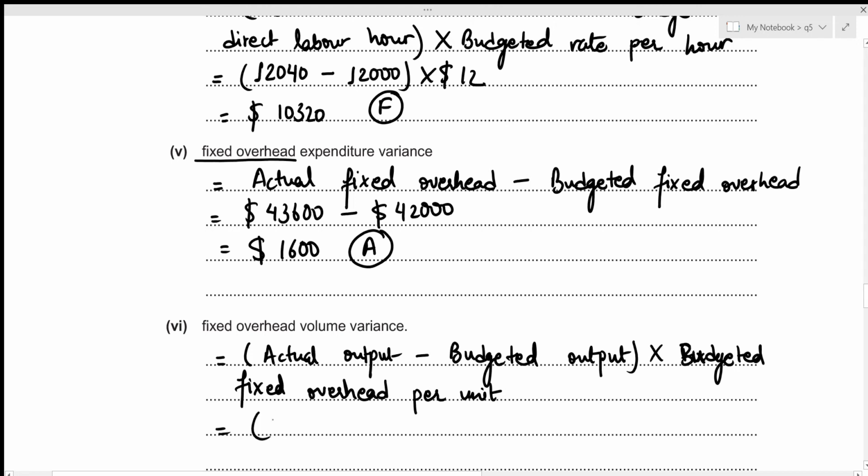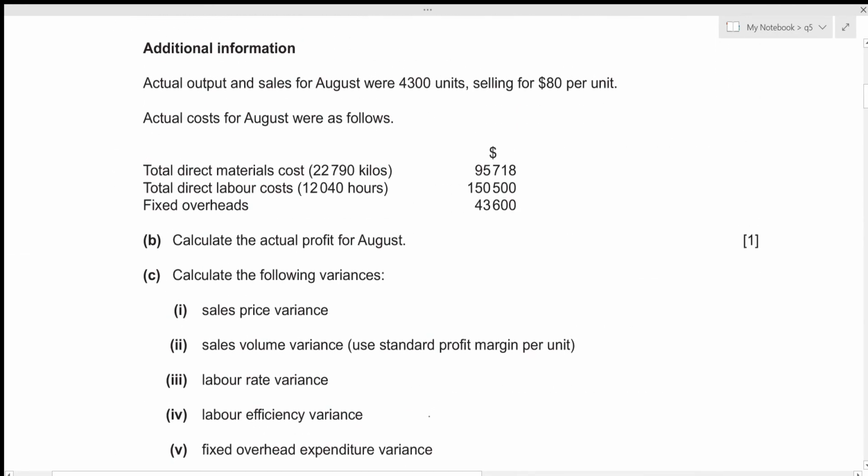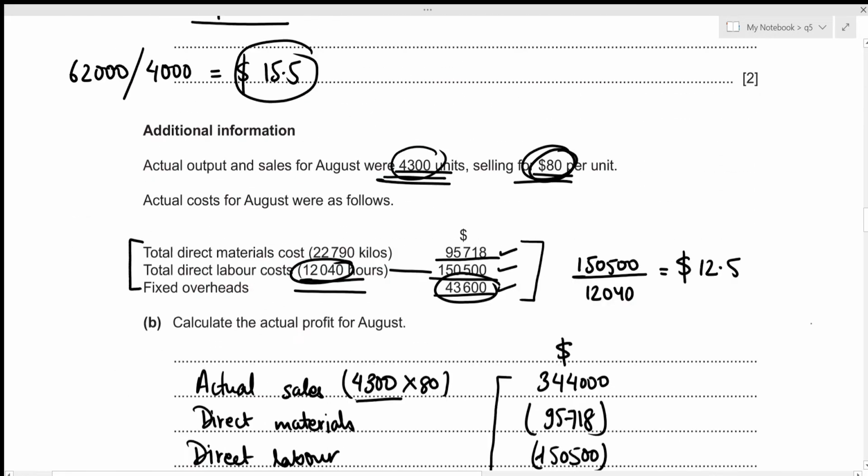Okay, so we know the actual output to be 4,300. We know the budgeted output to be 4,000. Now we just need to figure out our budgeted fixed overhead per unit. So let's have a look at our budgeted information. We know that our budgeted fixed overhead was 42,000. So in order to figure out the budgeted fixed overheads per unit, that's just going to be the total value of 42,000 divided by the number of units. So that's 4,000. Which results in the budgeted fixed overhead per unit of 42,000 by 4,000, which results in the value of 10.5.